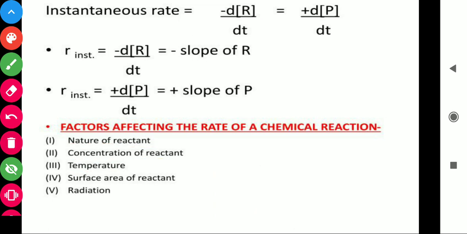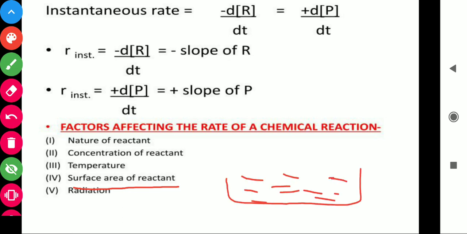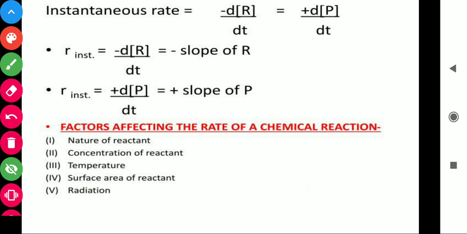Next is surface area of reactant. What is this? Surface area increases. If the surface area of reactant is more, the collisions are more effective. More collisions mean more rate of reaction, because after the collisions the product will form. New bonds are formed, old bonds will break. Radiation: many reactions depend on radiation also. Hence, radiation also affects the rate of reaction.